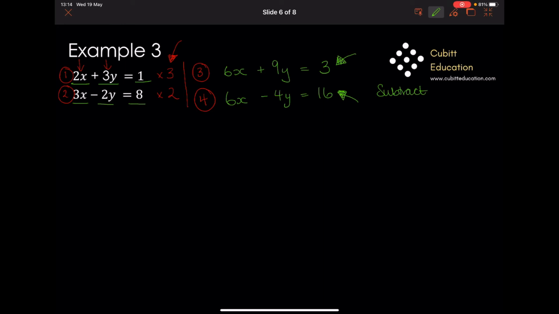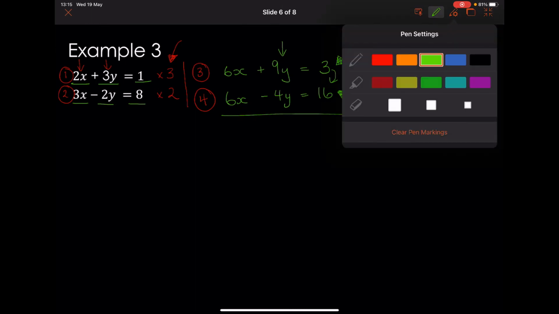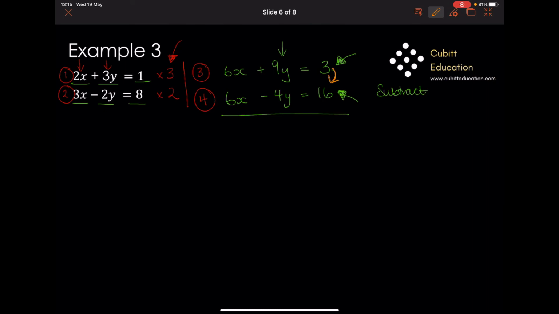Okay, so instead of doing 3 take away 16, which would be a bit annoying, I'm going to do it the other way around. It doesn't really matter. If you did 3 take away 16 and then you did 9 take away minus 4, you would get exactly the same answer. I'll show you that actually. So 3 take away 16 gives you minus 13.